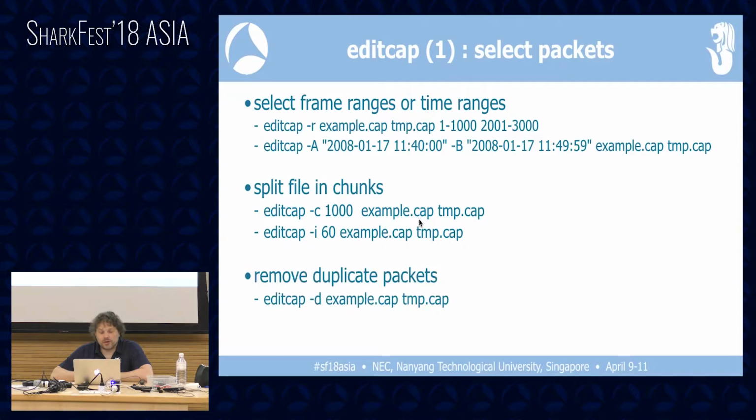Then you can remove duplicates, which is very handy if you made the mistake to capture on a VLAN. It's a span port and every frame is seen twice. You can use editcap -D on your capture file, and then it will remove all the duplicates. If there are really a lot of frames and the duplicates are not very close to one another, there's an option to increase the window, but it makes it slower, but it detects more duplicates. So that is handy as well.